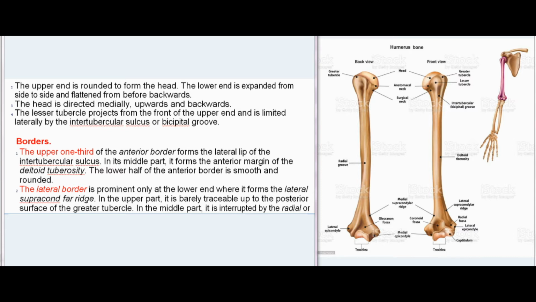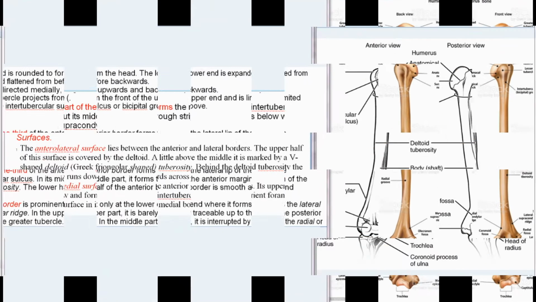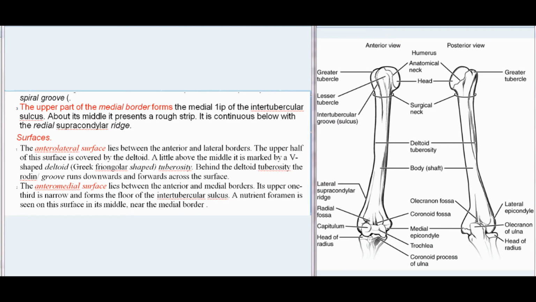2. The lateral border is prominent only at the lower end where it forms the lateral supracondylar ridge. In the upper part, it is barely traceable up to the posterior surface of the greater tubercle. In the middle part, it is interrupted by the radial or spiral groove. 3. The upper part of the medial border forms the medial lip of the intertubercular sulcus. About its middle it presents a rough strip. It is continuous below with the radial supracondylar ridge.